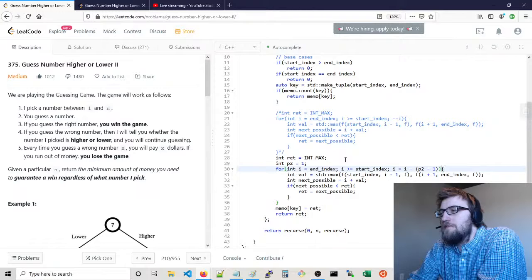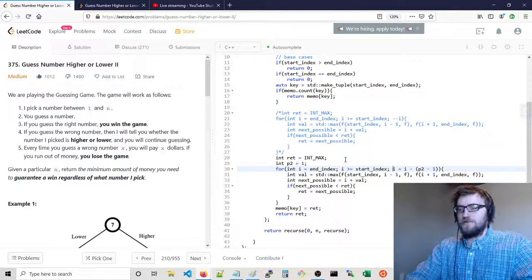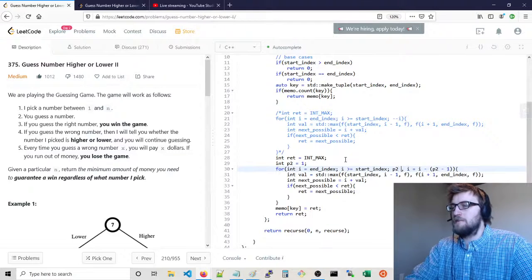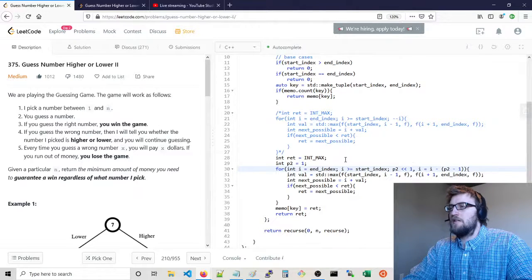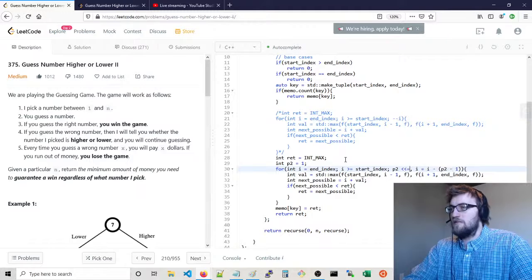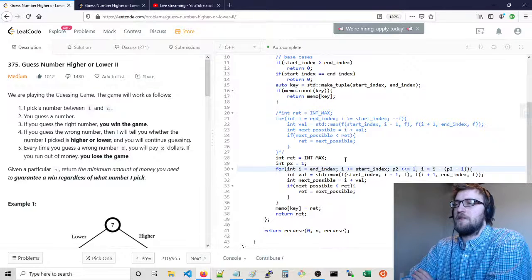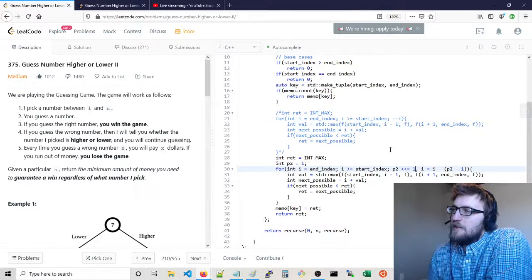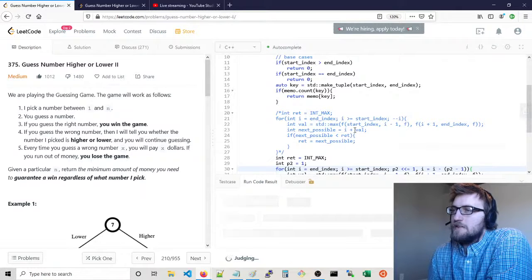And P2 at each step is going to be equal to, it's going to bit shift to the left 1 bit. Right, so you're going to multiply it by 2. It's a power of 2. And yeah, we update I that way. So let's try this. Let's see how this goes.